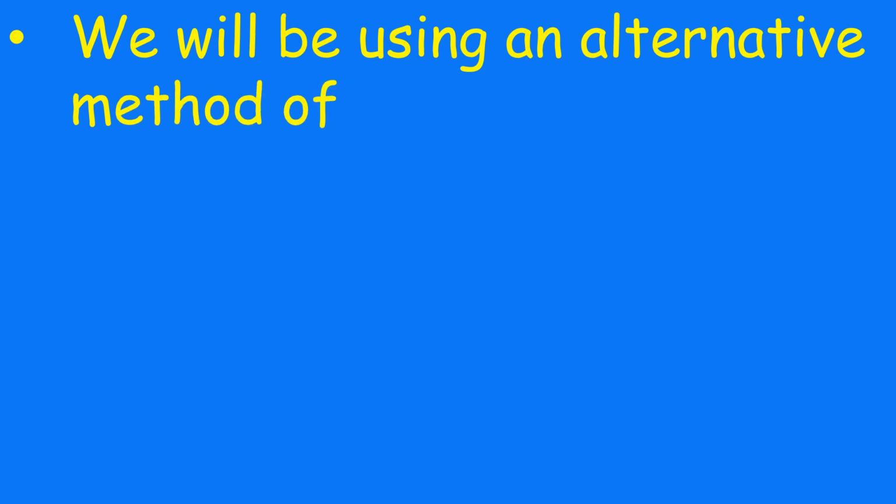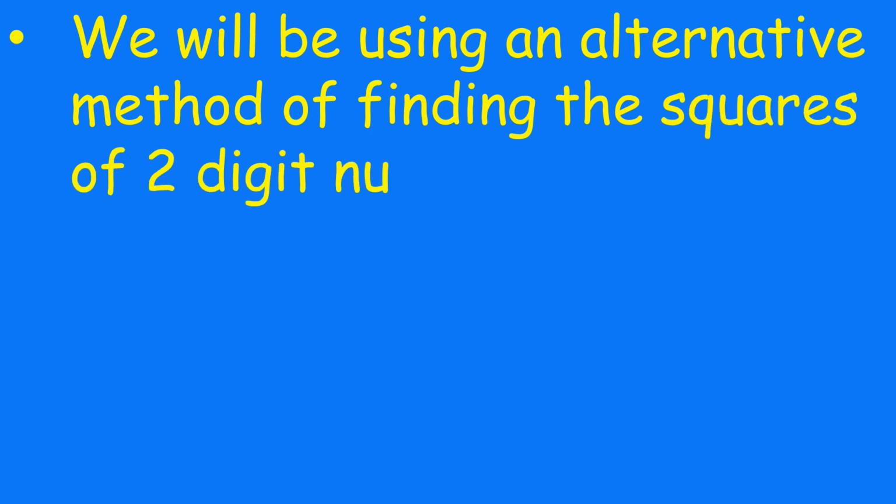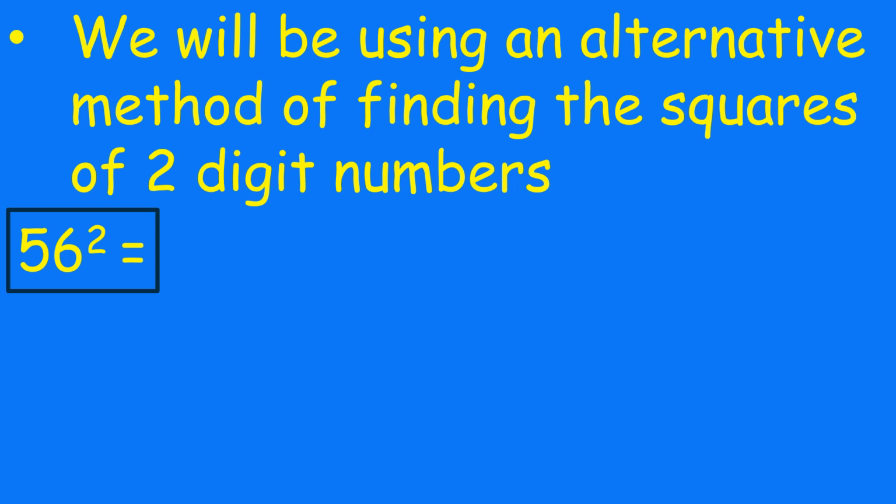We will be using an alternative method to calculate the squares of two-digit figures. We'll be starting with 56 squared.